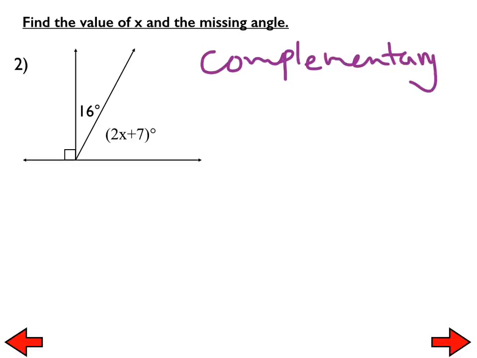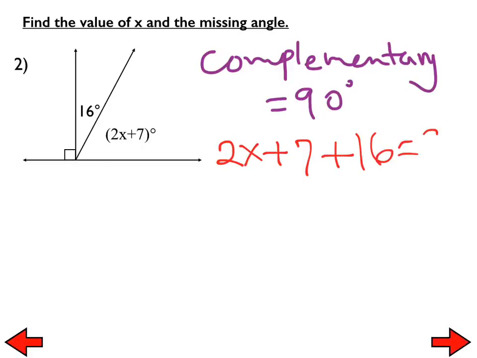Complementary, again, means that two angles together equal what? 90 degrees. So your equation should say two angles together equal 90 degrees. And what are those two angles? 2x plus 7. And what's the other angle? 16. So plus 16 equals 90. Please solve for x. When you add 16 and 7 together and then subtract it from 90, then divide by 2, you get 33.5.